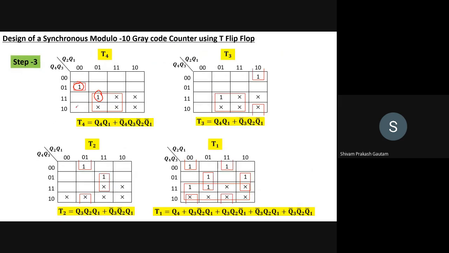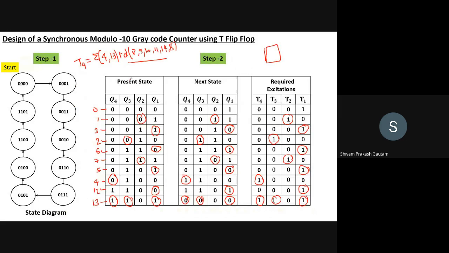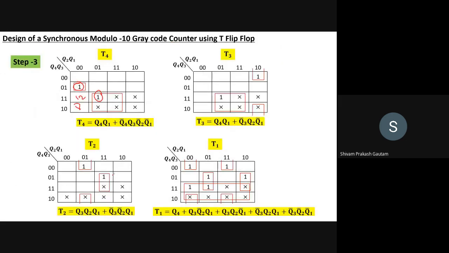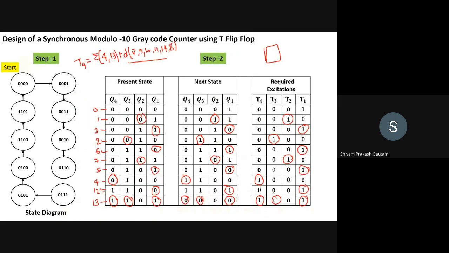This is number 8 and this is number 12. 12 is there. So I think some mistake is there. Just check 4 and 13. 4 is this and 13 is this. 8 and 12. Four and 13 are our 1 and 12 is 0.